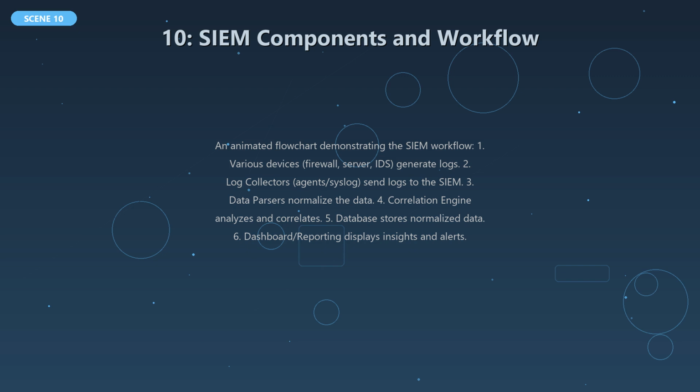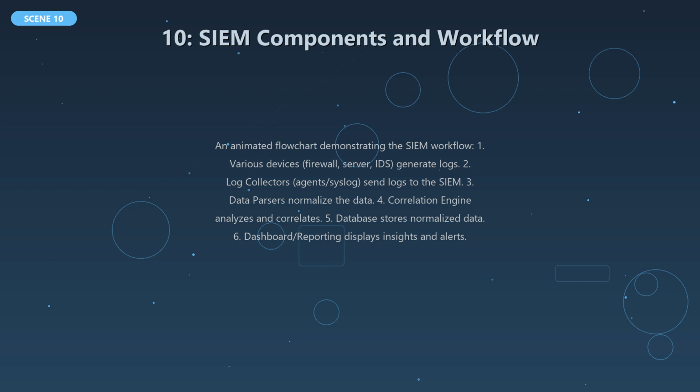4. Data storage. Database. The normalized event data is then stored in a high-performance database. This database needs to be robust, scalable, and optimized for fast querying and retrieval, as security analysts will frequently access this historical data for investigations and reporting. Often, this involves distributed storage and indexing technologies to handle petabytes of data efficiently.